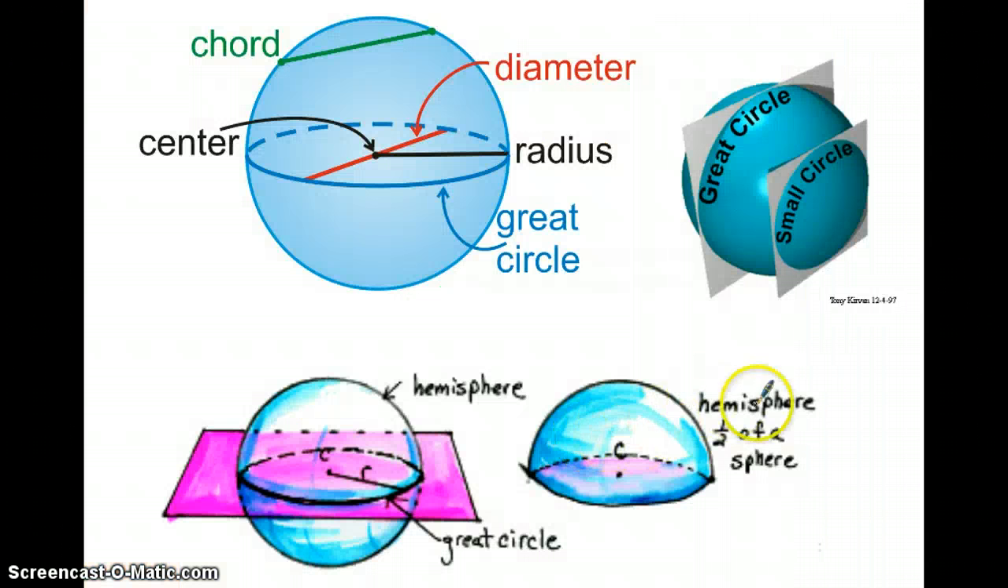One last term you might see associated with the term sphere is this idea of hemisphere. We had semicircles for half a circle. For spheres, for whatever reason, they don't say semi, they say hemi. So a hemisphere is exactly that.